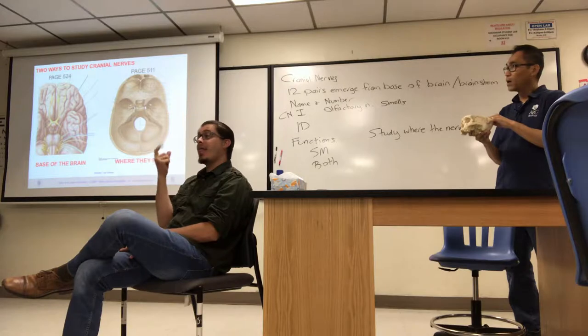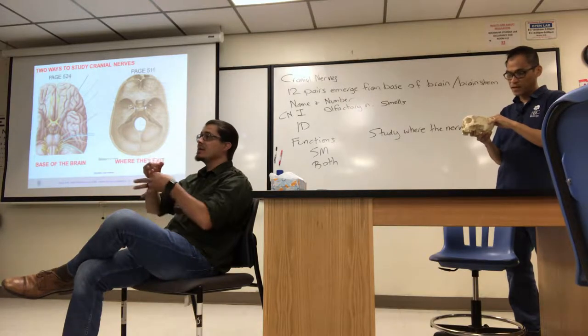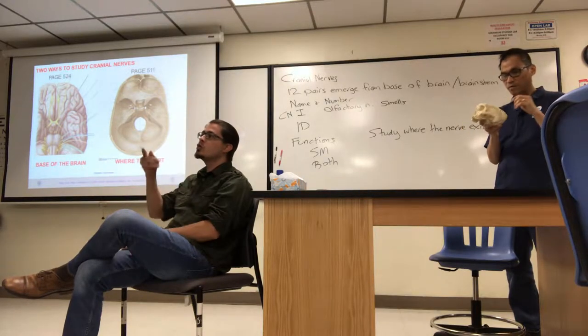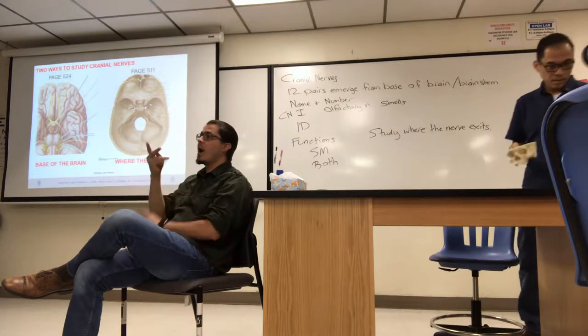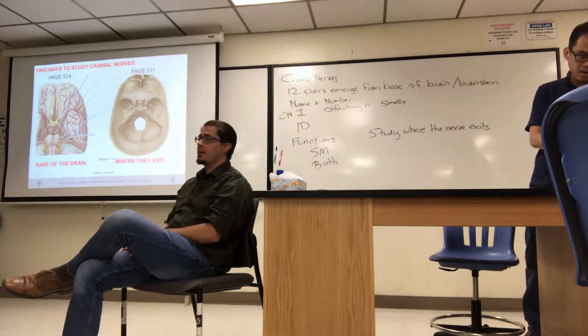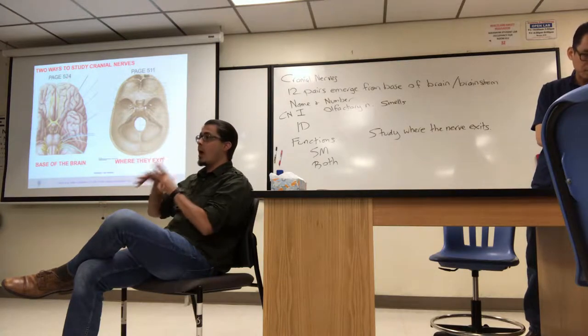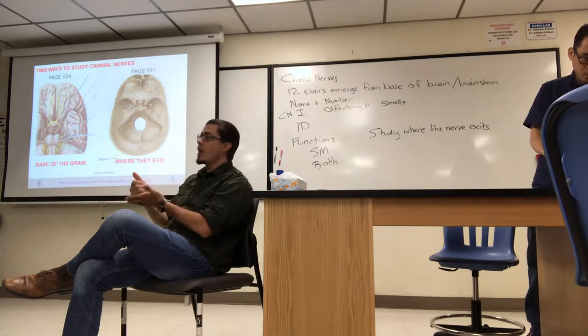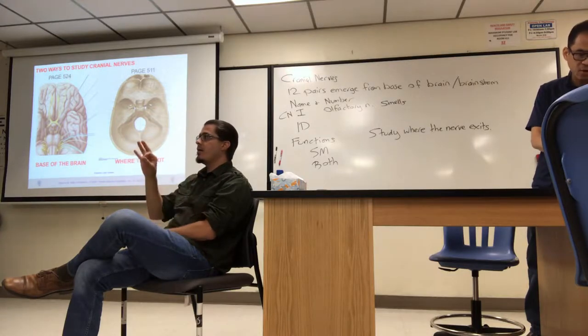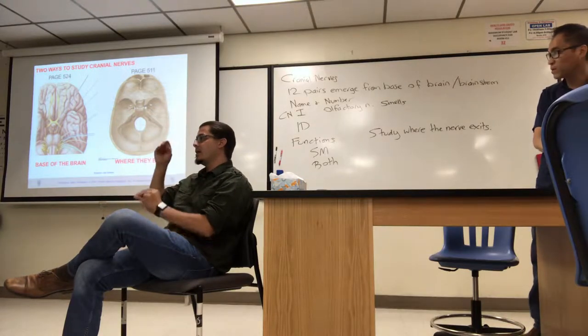11, spinal accessory nerve exits through jugular foramen. And 12, hypoglossal nerve exits through hypoglossal canal. So memorize name, number, and where they exit. For starters, and just use a skull to help you identify all those foramen. That's why I teach the foramen of the skull. You have to know them for the cranial nerves anyway.